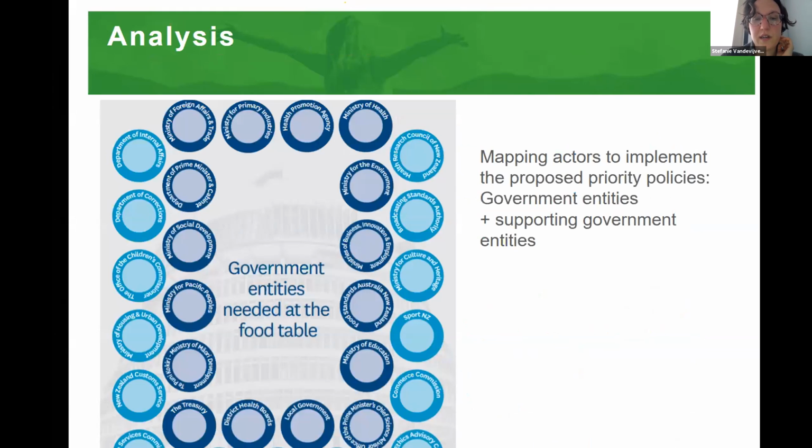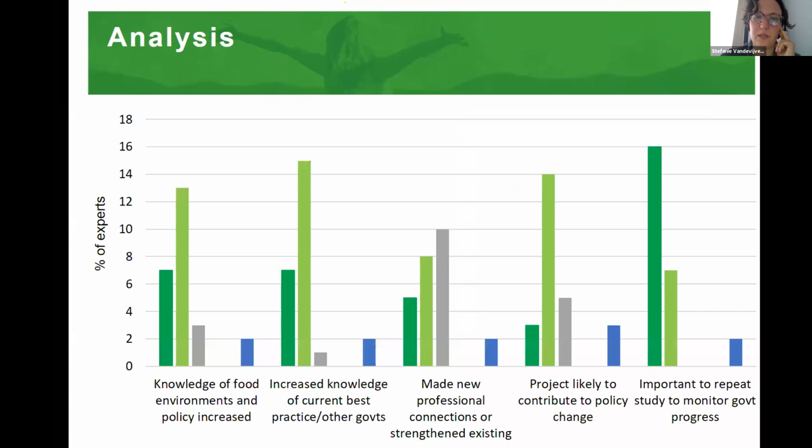Something that is also quite nice to do, once you have your final list of priority actions, is a mapping of government agencies and actors that are really needed to implement those priority actions. Because it's really not just the Ministry of Health. There are a lot of government entities at the table that are needed to really implement these priorities. So some countries have done that and included that as part of the final report as well.